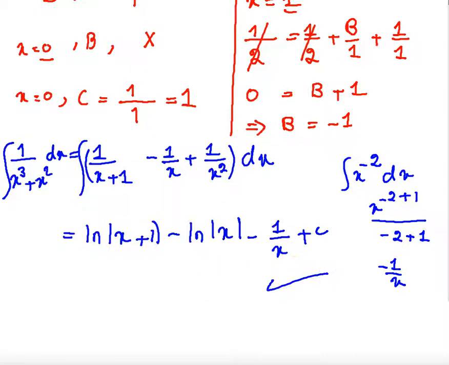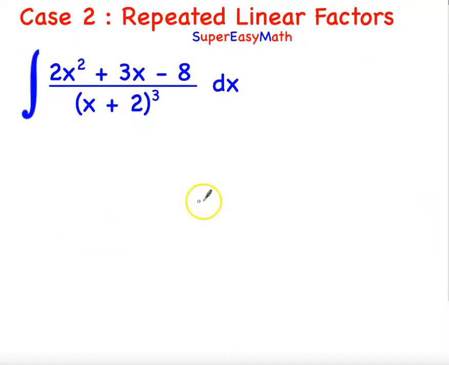Let's take another example. First, we need to check the conditions to see if we can apply partial fractions or not. So we have polynomial over polynomial, first condition. Degree of numerator is 2, and degree of denominator here, x cubed, 3. So the second condition applies also. And the third condition, the denominator can be factorized, which is true. So we should apply partial fractions to find the integral.